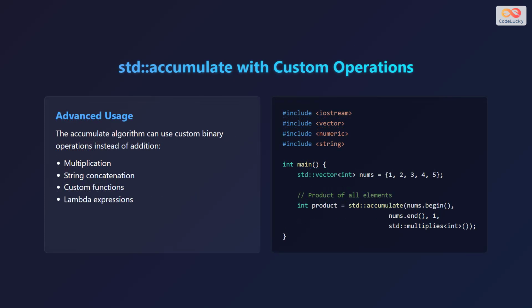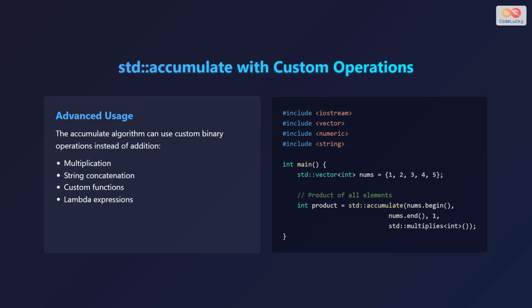Now let's explore how std::accumulate can be used with custom binary operations. Instead of just addition, you can use multiplication, string concatenation, custom functions, or even lambda expressions. Consider this example where we calculate the product of elements in a vector.